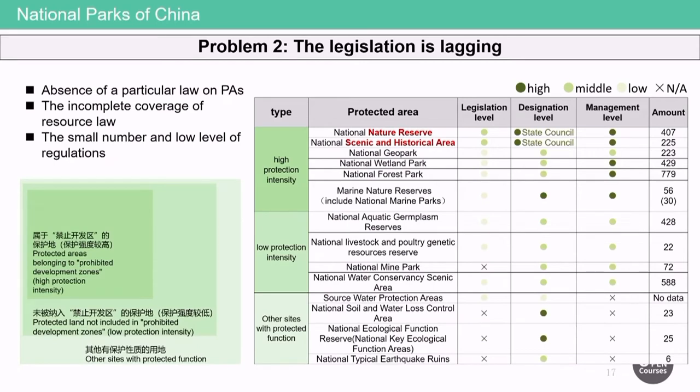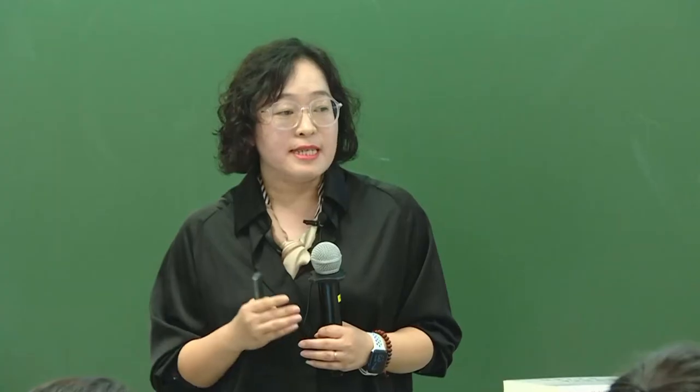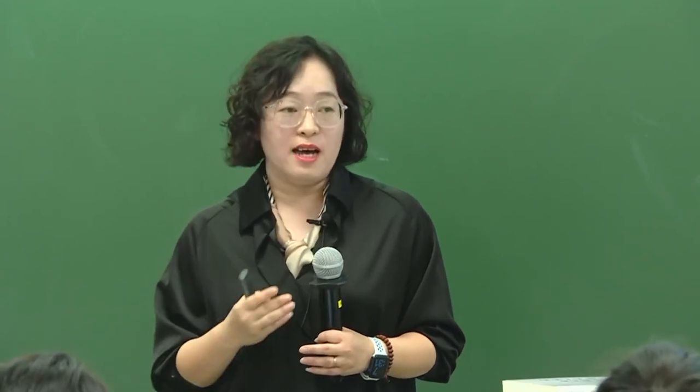The second problem is the legislation is lagging, as she said. The legislation, the law. There is no particular law on protected areas. The coverage of the resource law is incomplete, and the number and level of the regulations are low. As you can see from the table, nature reserves and scenic and historical areas are the two types of protected areas with the highest legal level in China. The State Council approved their establishment and issued regulations for them. The other protected areas are only approved by the central department and managed according to departmental regulations. This is not matched with the important values of our protected areas.